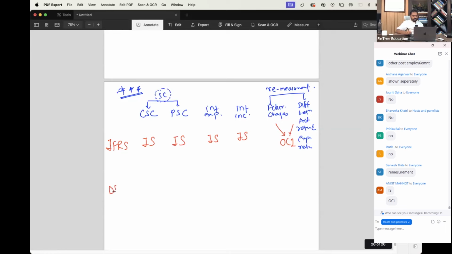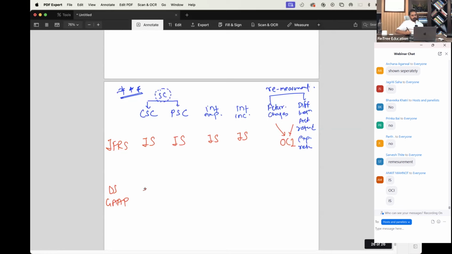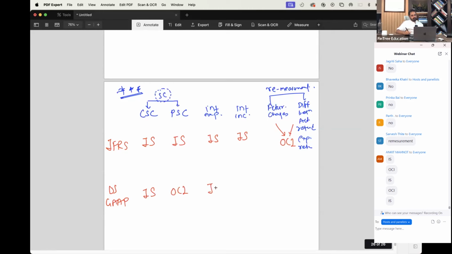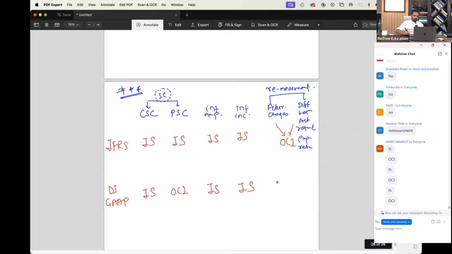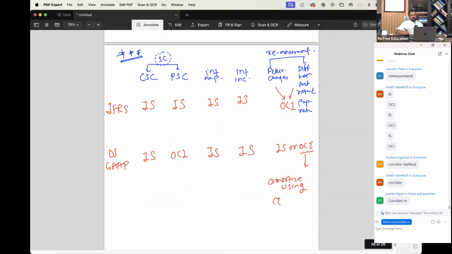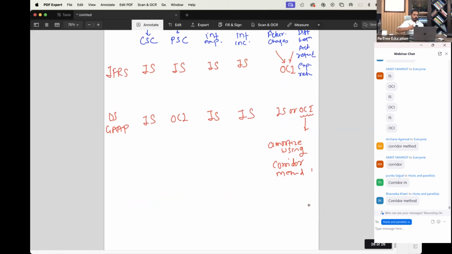Okay. US GAAP, current service cost, past service cost, OCI. Interest expense, income statement. Interest income, income statement. These items, income statement or OCI, you have an option. If they go to OCI, then you might want to amortize them. Okay, how amortize? Amortize using, tell me what? Corridor method. You made me so happy when you answered that on the chat box. That's impressive. Corridor method.